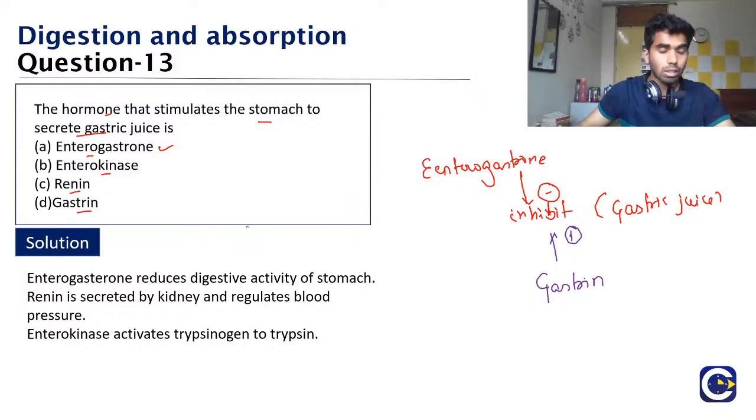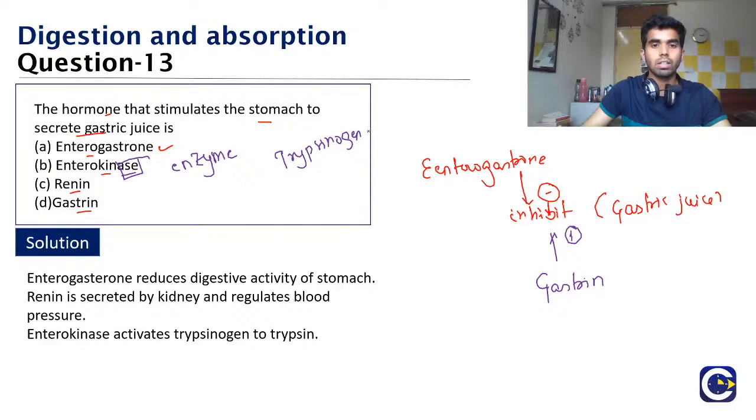Now coming to the other options, first the endocrines. Just remember one fact: if there is ASE written at the end of any name, then just take it for granted that it is an enzyme and not a hormone. It is an enzyme present in the small intestine that converts trypsinogen into trypsin.